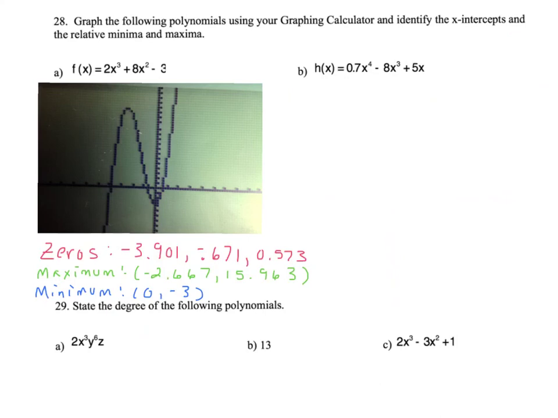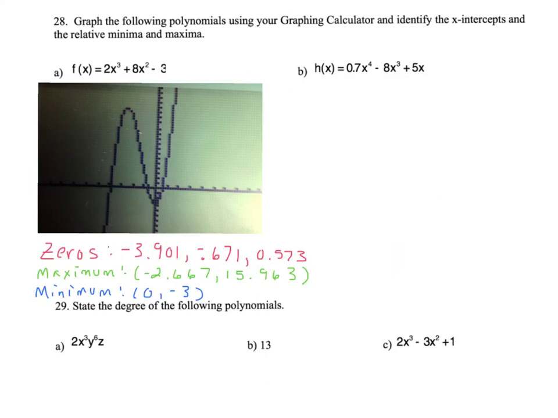To find the zeros, make sure you go to Second Calc and the 0 feature, and then make sure that your cursor is first to the left and then to the right, and hit enter. To find the maximum, go to Second Calc and select maximum, and that should come out to negative 2.667 and 15.963. When I first graphed it, I needed to change my window because I couldn't see the whole graph. So I changed my y max to 20 so I can see the entire graph.